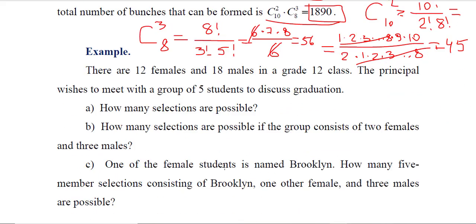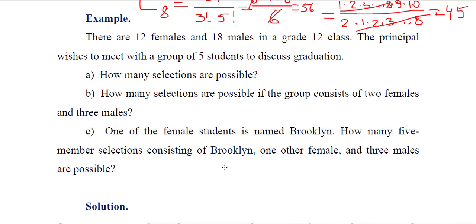Okay, now next example. There are 12 females and 18 males in a grade 12 class. The principal wishes to meet with a group of 5 students to discuss graduation. First question, how many selections are possible?